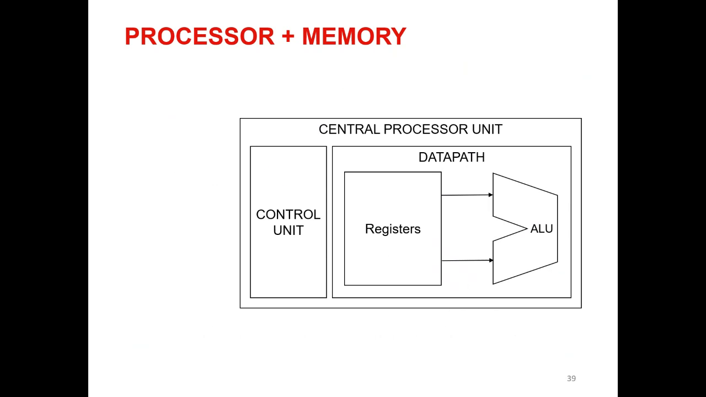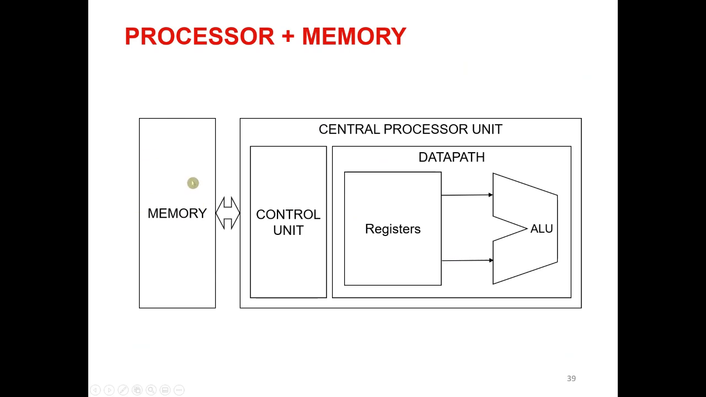Again, if we move to our processor memory structure, what we are adding here is this memory. So till now, if I want to add or subtract elements, I have data in registers. What happens if I have more data than registers? I need to use something called memory. Then I need to move data from memory to a register, do the operation, and store the output again in memory.